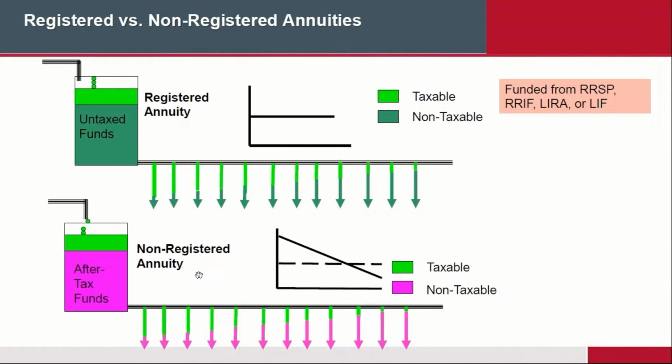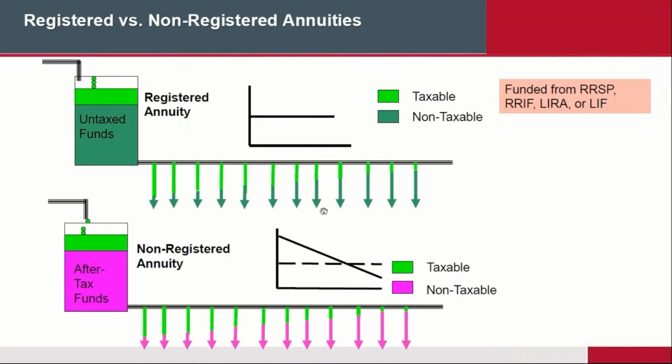Non-registered annuity, okay, the money that you deposited, of course, will not be taxed, obviously, but only the interest will be taxed. Only the interest will be taxed. So in a non-registered annuity, when you get the money coming out, the only portion that you will have to pay tax on is the interest only, not the capital.